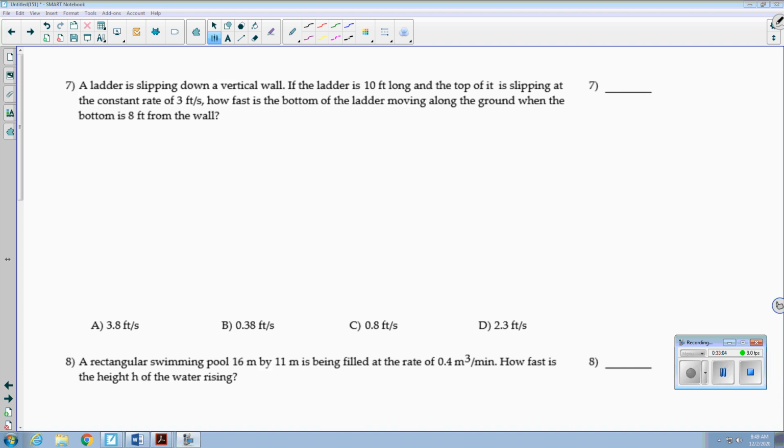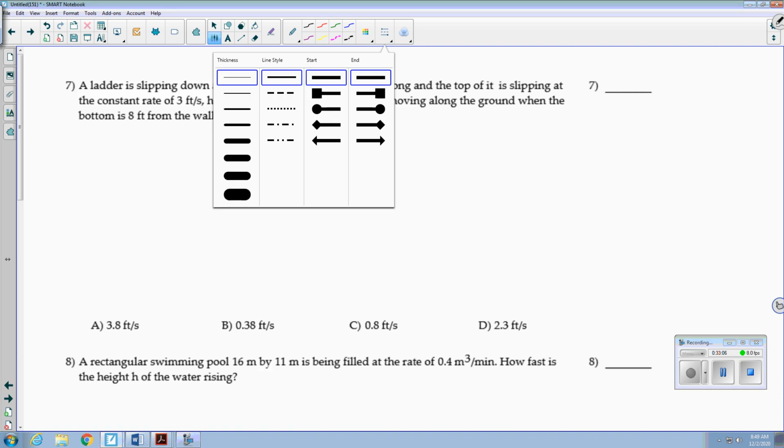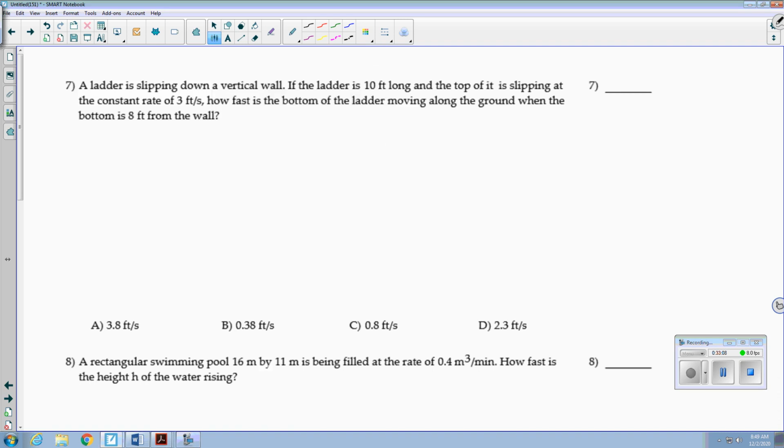So when it comes to what we're looking for here, we may actually want to draw a picture to model this first. So let's say I have this wall, we have the ground, we have this ladder. So I clearly have a right triangle here. The ladder is 10 feet long. And then it's slipping at the top at a constant rate of 3 feet per second. And then the bottom is 8 feet from the wall.